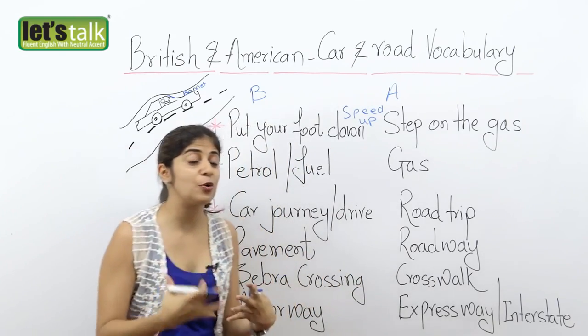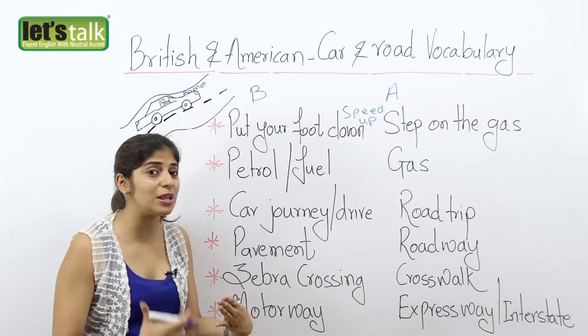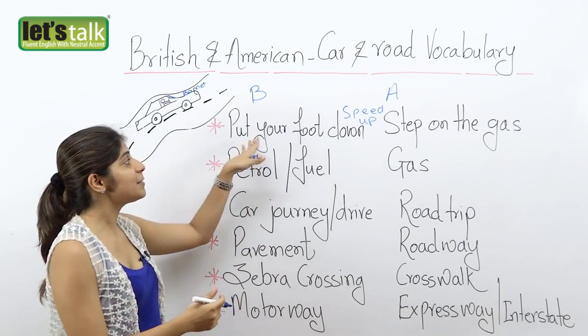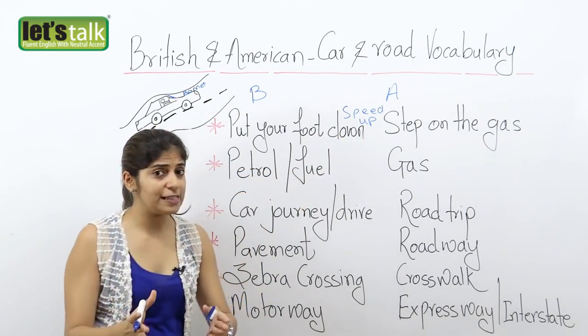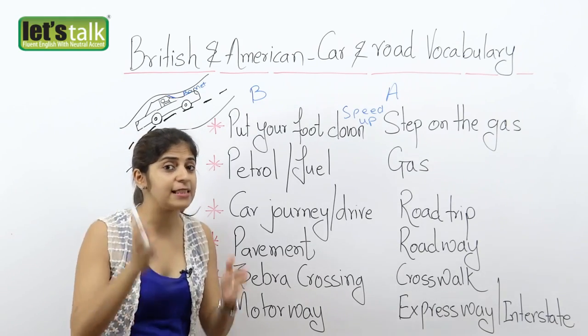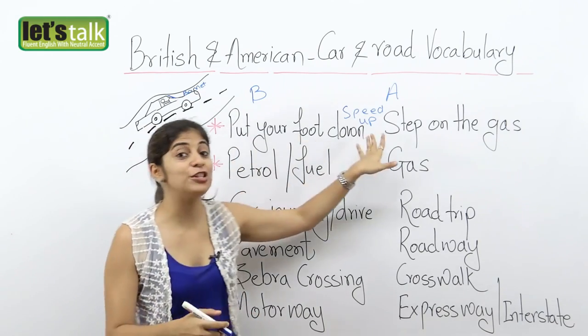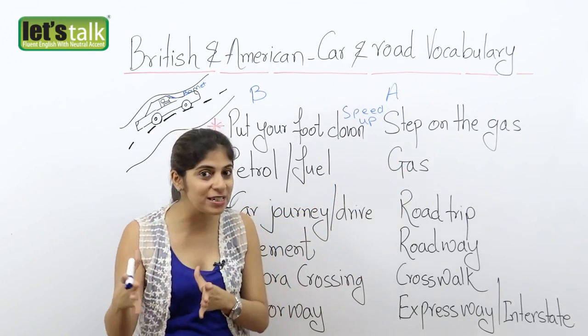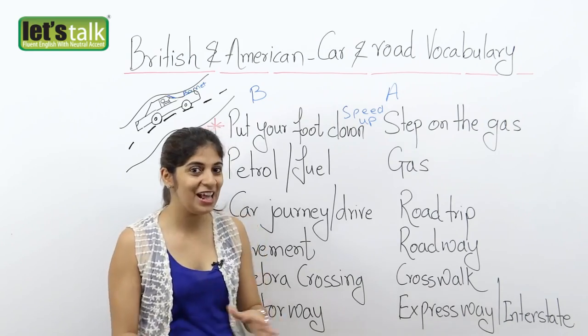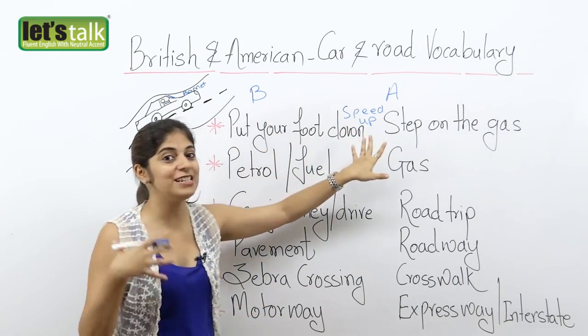Okay, so that is when you accelerate, to increase the speed of your vehicle. In British English, it is "put your foot down." For example, I can say that I had to overtake this car, so I put my foot down. To overtake the car, I had to increase the speed of my car, right? So that is when I put my foot down.